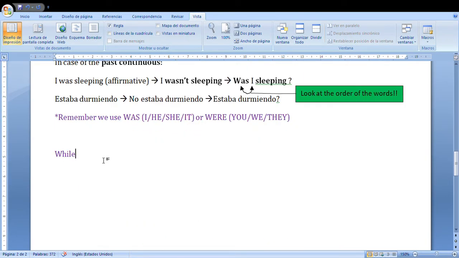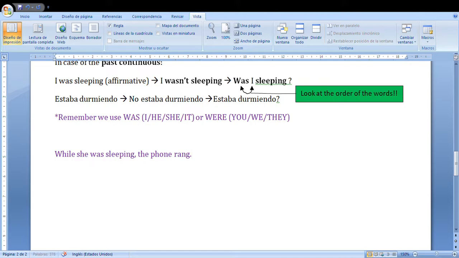So, for example, while she was sleeping, the phone rang, okay? While she was sleeping, this would be the past continuous, and rang, this is the past. Mientras ella estaba durmiendo, el teléfono sonó, okay? Rang is an action that happens at a particular time, but on the other side, was sleeping is an action that is not finished, okay?